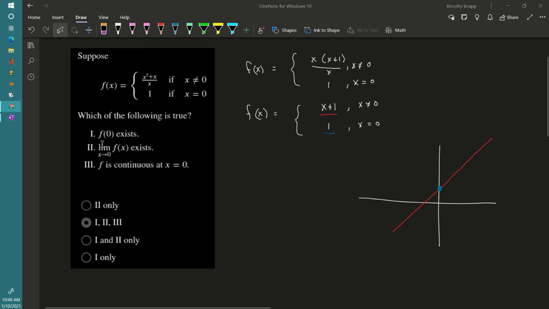So as it turns out, 1, 2, and 3, these are all true statements, okay? And the only reason it is that way is because they went ahead and did this scenario where the location where you would normally have a problem, they fixed it by defining it as the correct y coordinate, okay?